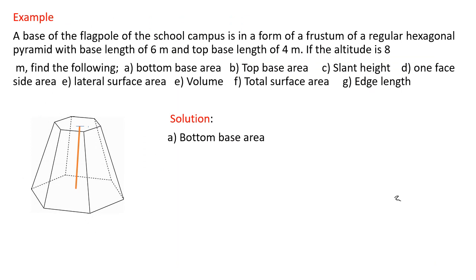Example: a base of the flagpole of the school campus is in the form of a frustum of a regular hexagonal pyramid with a base length of 6 meters and a top length of 4 meters. If the altitude is 8 meters, find the following: the bottom base area, the top base area, slant height, one face side area, the lateral surface area, volume, and the total surface area, and of course the edge length.